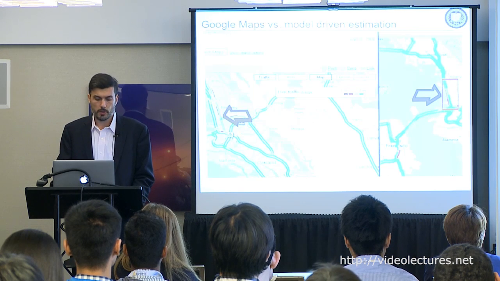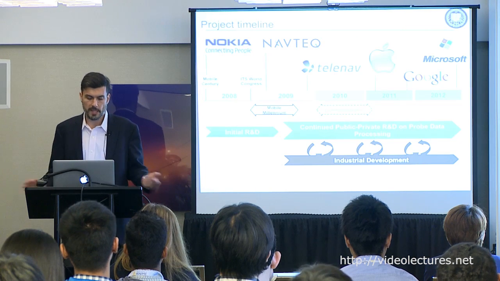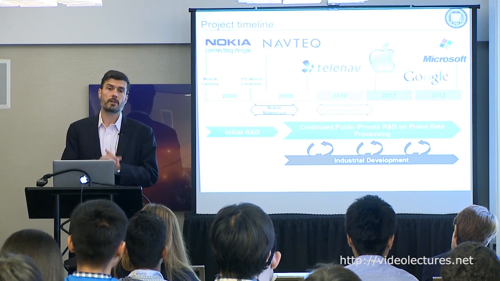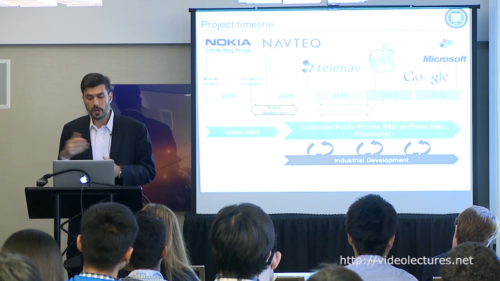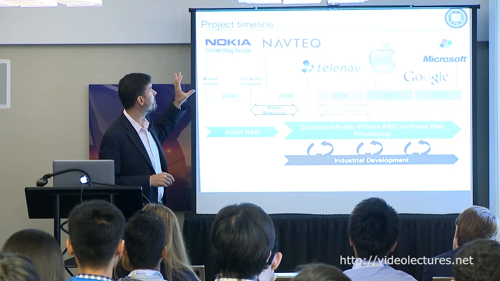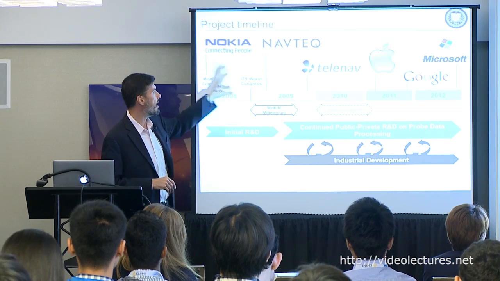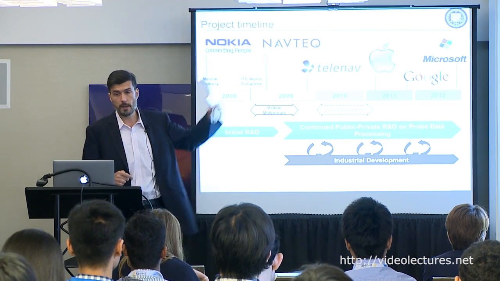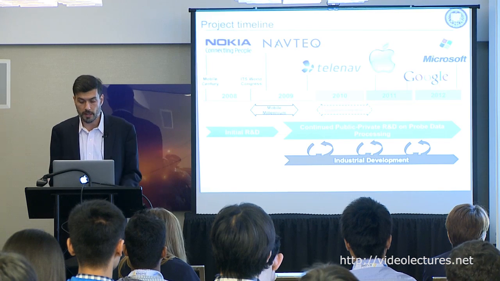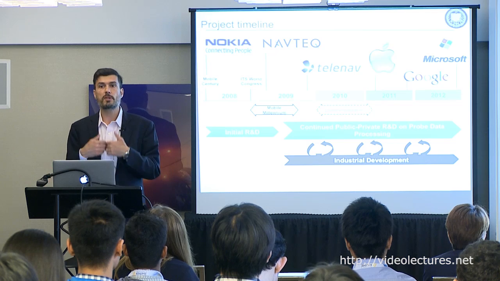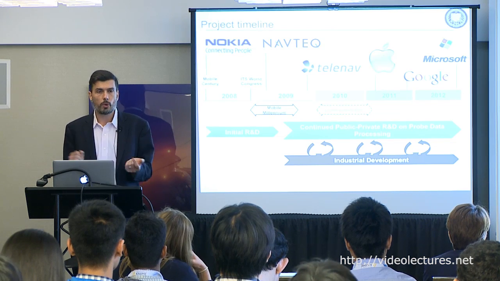That corresponded to a timescale at which this research, which was a lot of work in terms of traffic estimation and inference, progressively migrated to the private sector. This funding initially came from Nokia and Navtech, and then progressively we started working with other companies. Ultimately, a lot of them hired our students to create their own products. And today, everybody has a phone, everybody has a traffic map, everybody has that information because we're all collecting it.